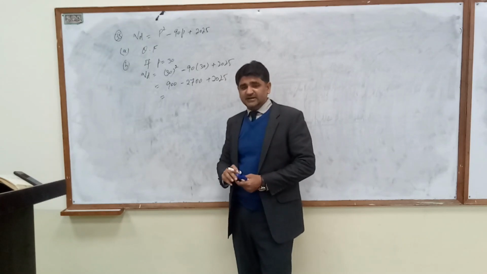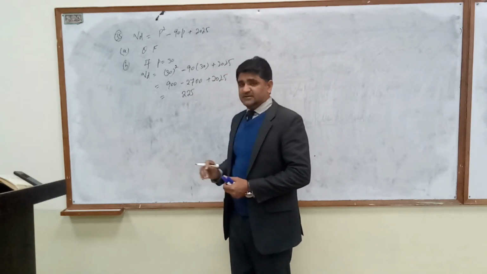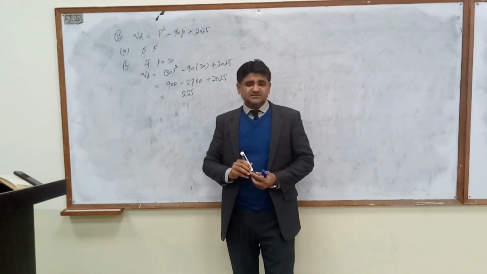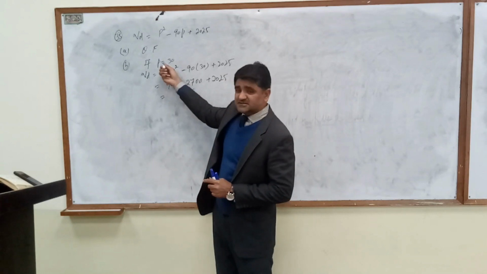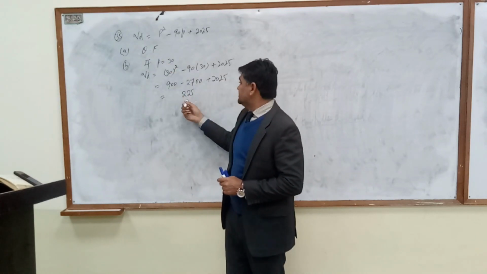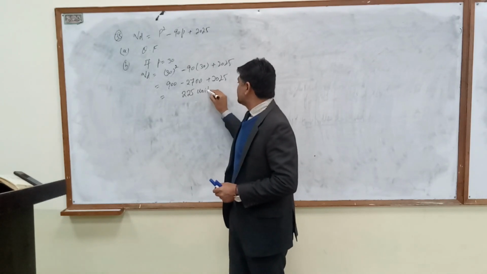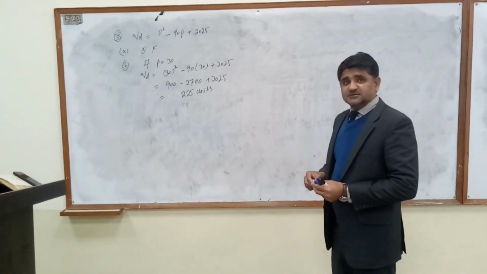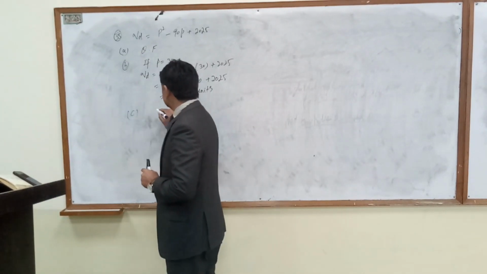So what is the sum? 225. That is the value. That is how we can determine this value. And if the price is $30, then someone can earn 225 units. Okay. So part C is: what price will result in zero demand for the product?